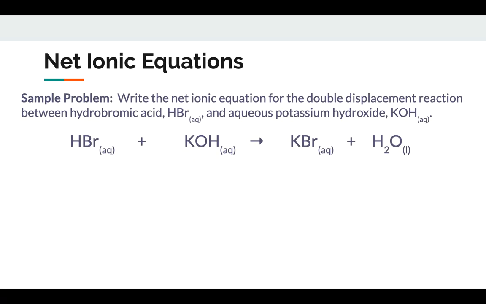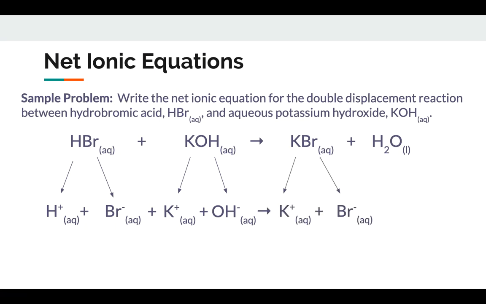Write the net ionic equation for the double displacement reaction between hydrobromic acid, HBr aqueous, and aqueous potassium hydroxide, KOH. So here's the reaction. This is a neutralization. We're creating water. If we break down all of the aqueous compounds into their ions, we've got hydrogen ions and bromide ions, potassium ions and hydroxide ions. On the product side, we have potassium ions and bromide ions. And then we've got just pure water. The water is a pure liquid, so it doesn't break down.